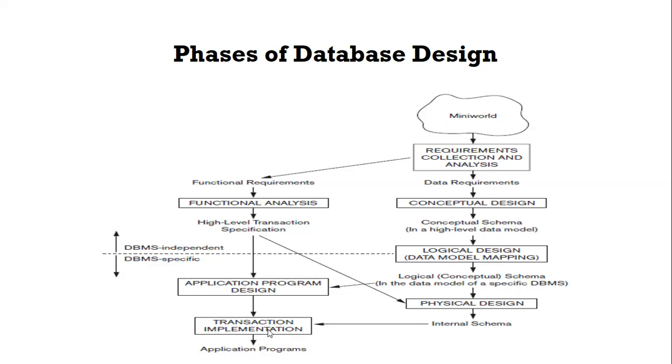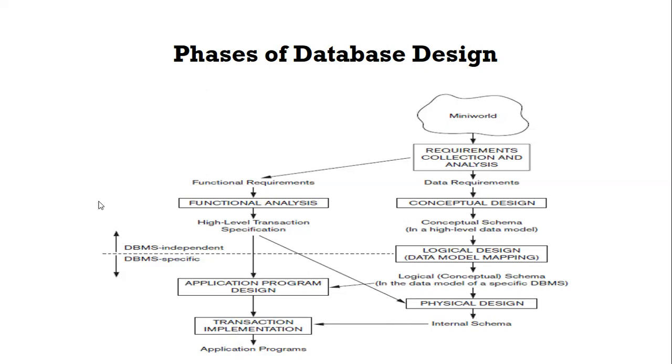This transaction implementation will receive input from the application program design as well as from the physical design. The physical design will produce the internal schema, which is used to store data in the DBMS, that is, in the database approach. Finally, after completion of the transaction implementation, it will go to the application programs. So this is the phases of database design.